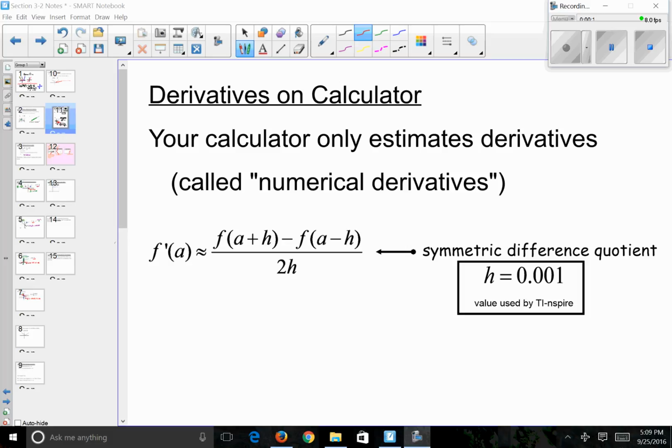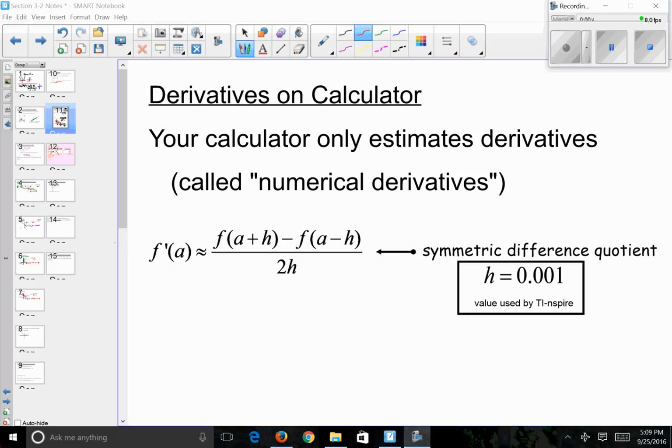I did want to go ahead and take a moment here to discuss how derivatives are estimated on calculators. And please note, I'm saying estimate. Calculators have a very difficult time with actually calculating an exact derivative because calculators can't do limits. And to find an exact derivative, we would have to do the limit with the difference quotient. So what calculators do instead is what's called a symmetric difference quotient.